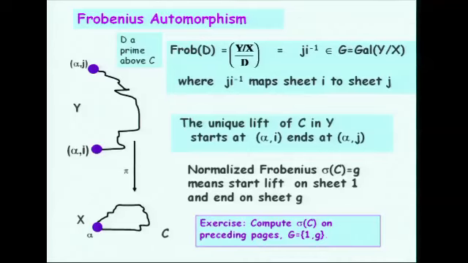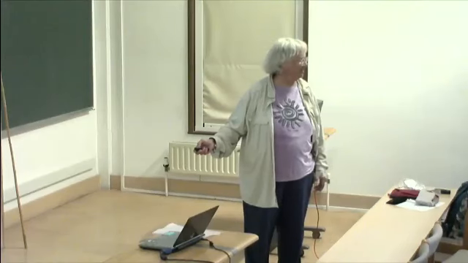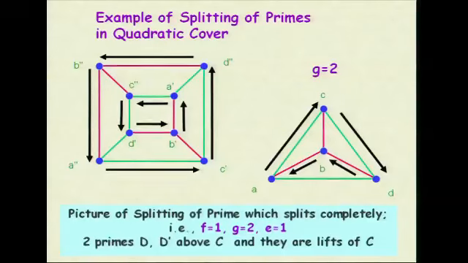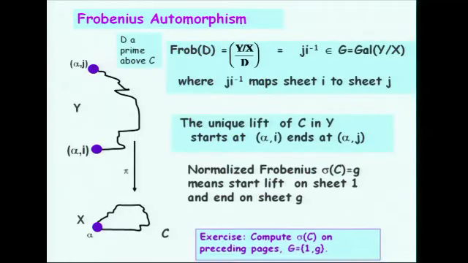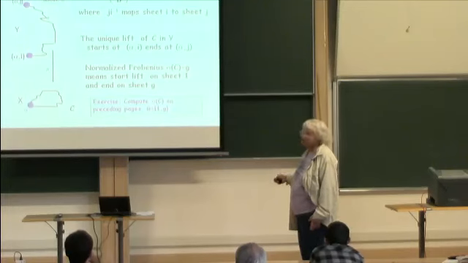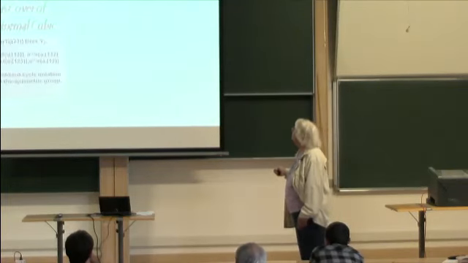Can you do it? So what was the sigma of the last slide? This is the pop quiz. What's the sigma here? I basically start on sheet 2. Well, if I start on sheet 1, I end on sheet 1. Yeah? So sigma is the identity. Sigma of c is the identity in this case. That's the splitting completely case. And the other one, you got the other element of the Galois group. So I get 1, the trivial element of the Galois group for that one.